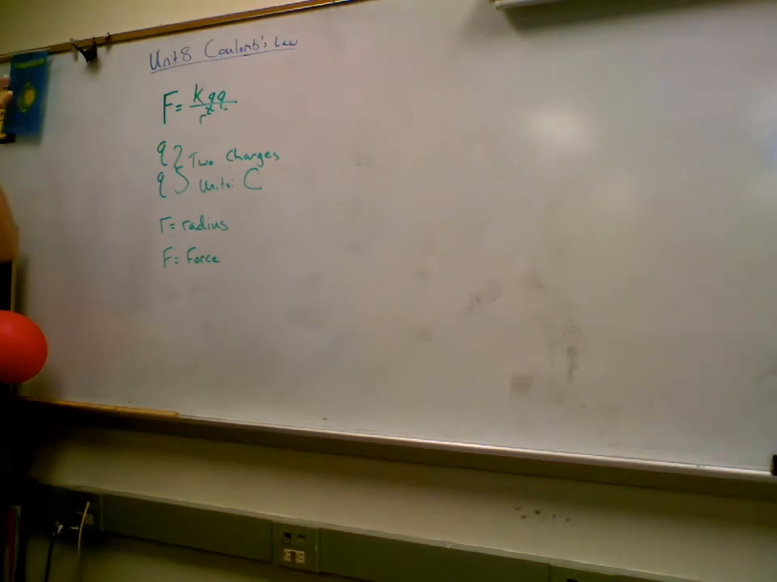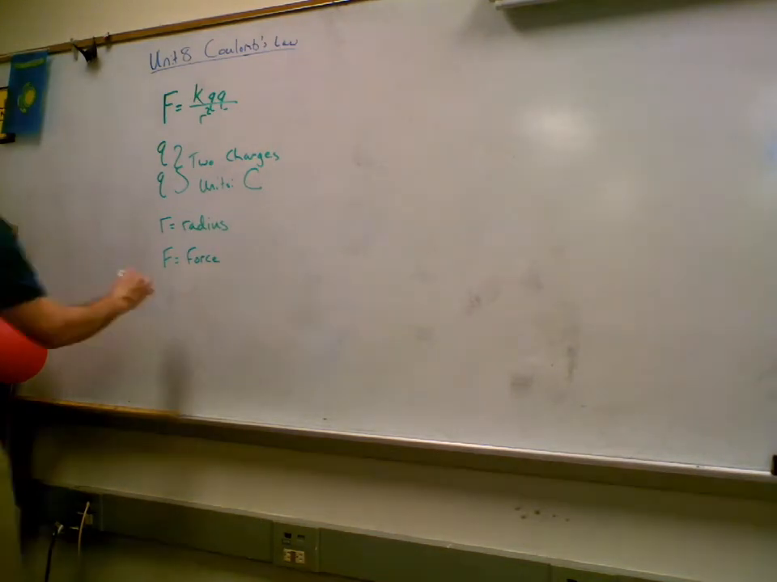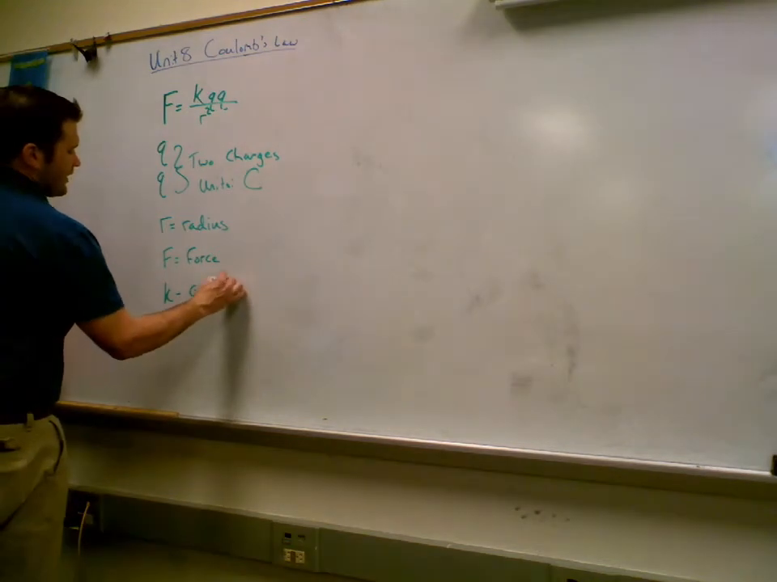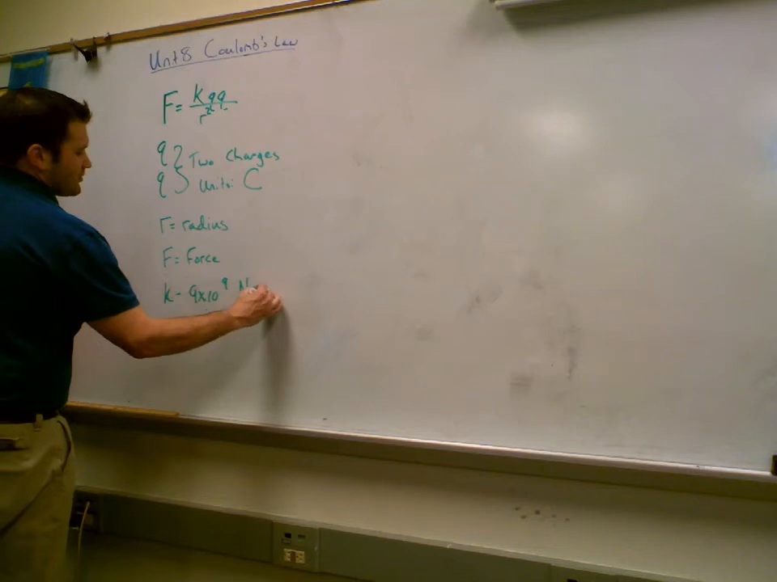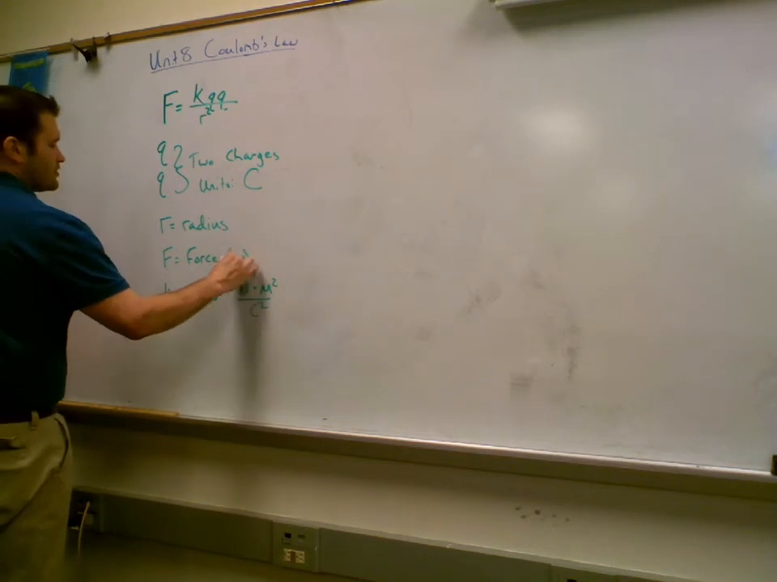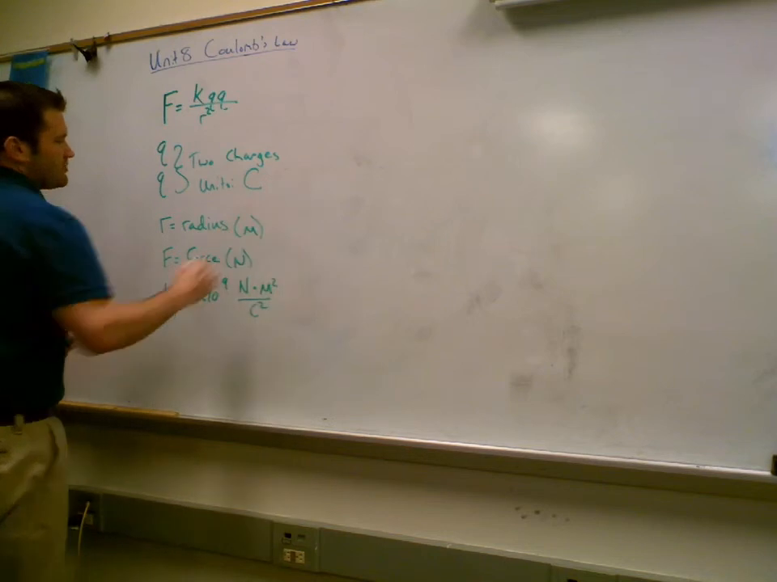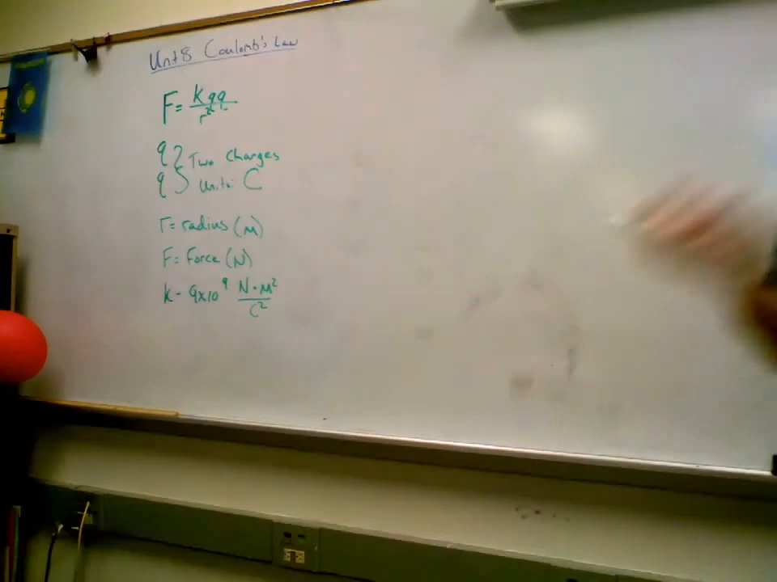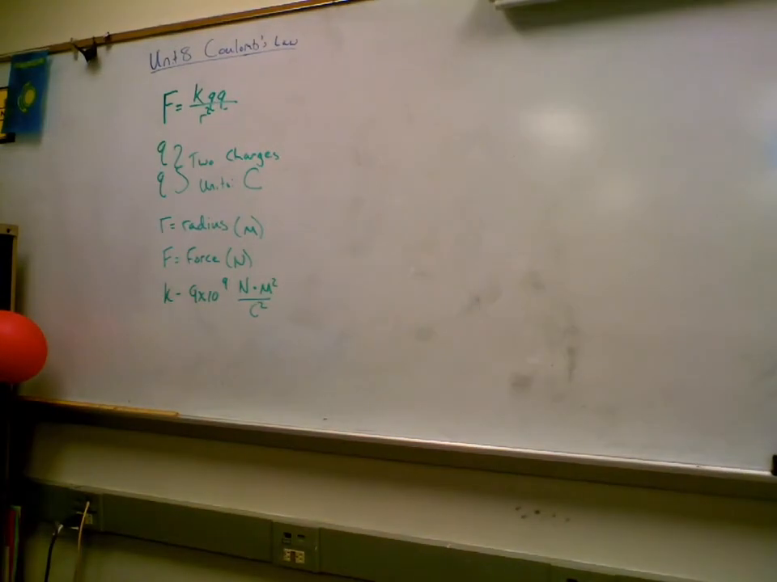And K is a constant. What does that mean? It means it's always 9 times 10 to the 9th, in newtons times meters squared per coulomb squared, because force is in newtons and radius has to be in meters. So that's Coulomb's law. We introduced it yesterday, and now we're going to have some practice with it. Are there any questions about Coulomb's law or the equation before we move on?